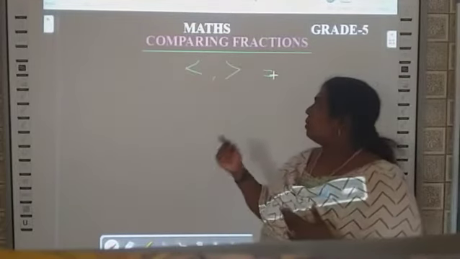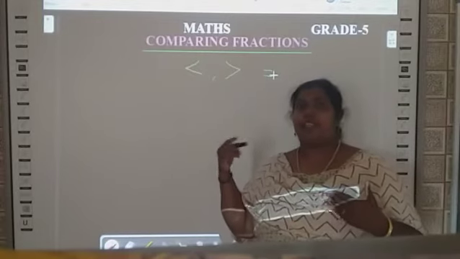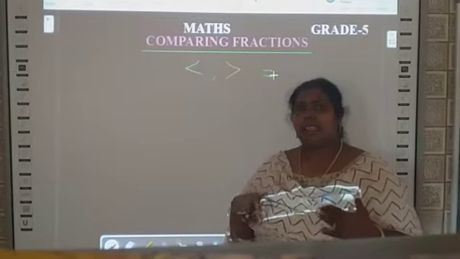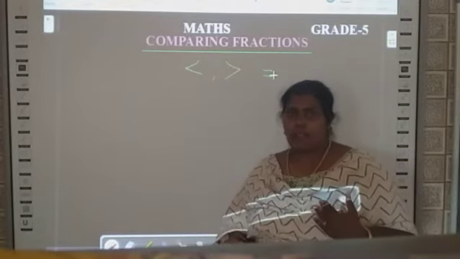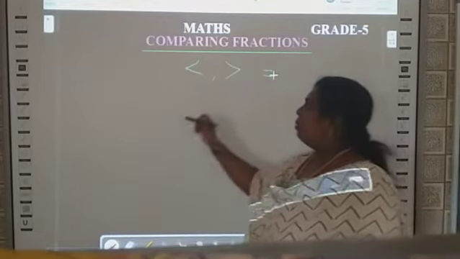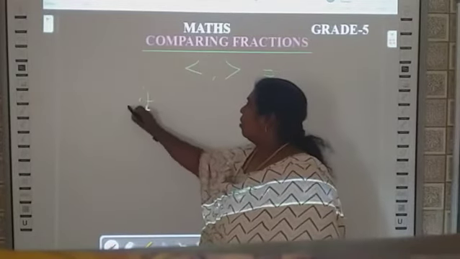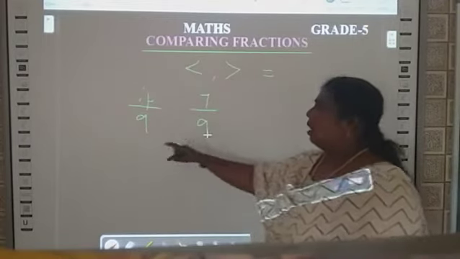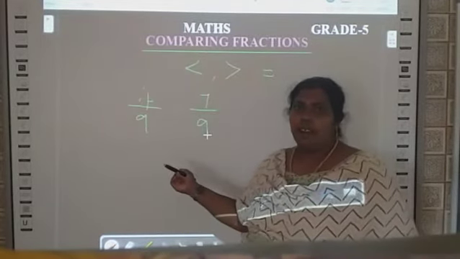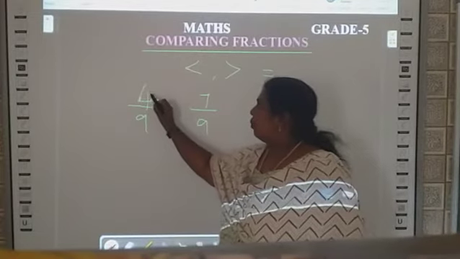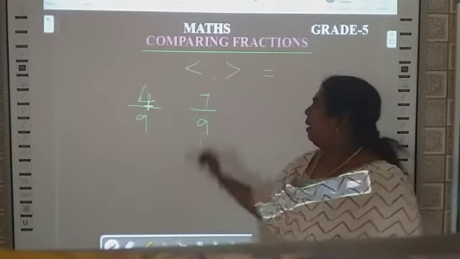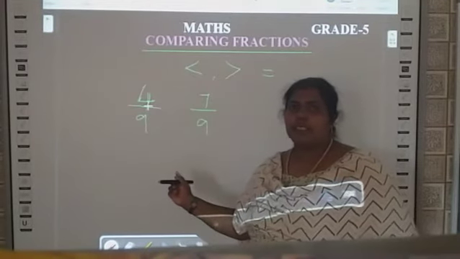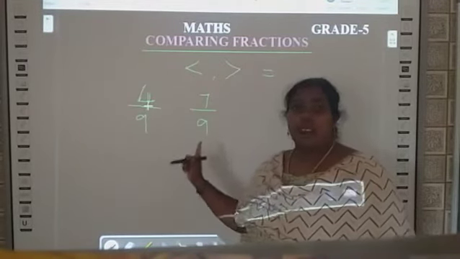First we are going to find the like fractions. Like fractions means what? The denominators are equal means that two fractions are like fractions, isn't it? See the example: 4 by 9, 7 by 9. These two fractions are like fractions, right? See, the denominator is 9, isn't it? So these fractions are like fractions.